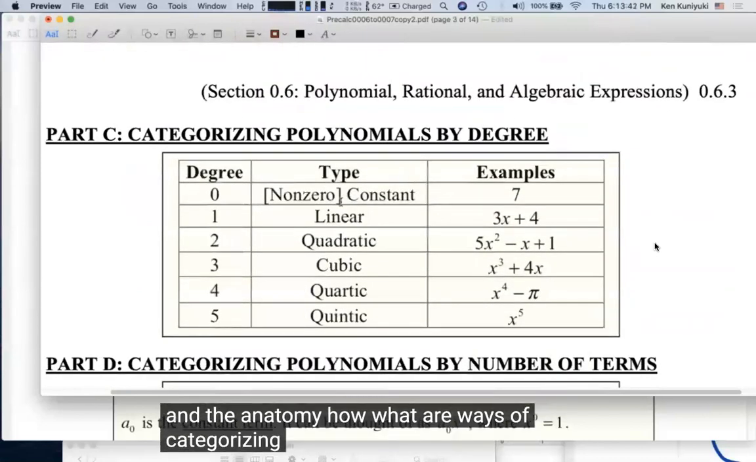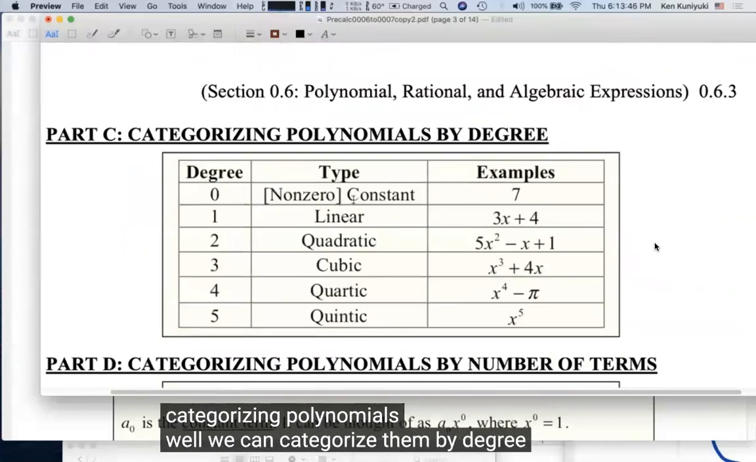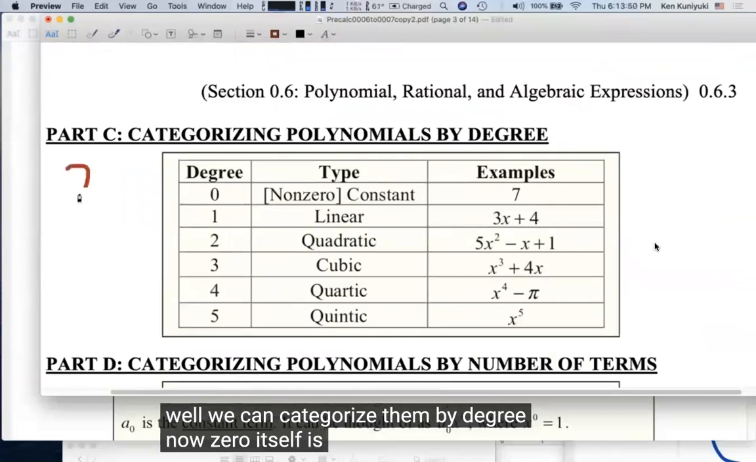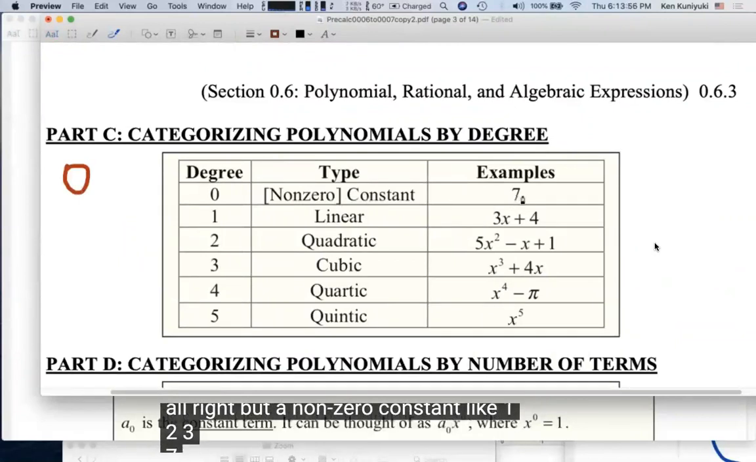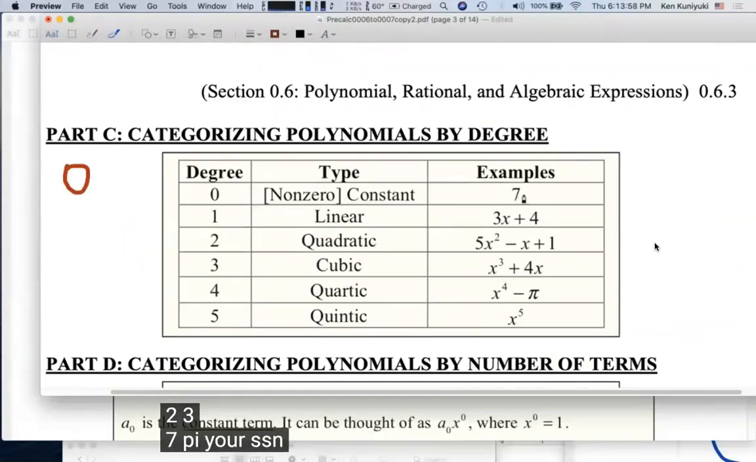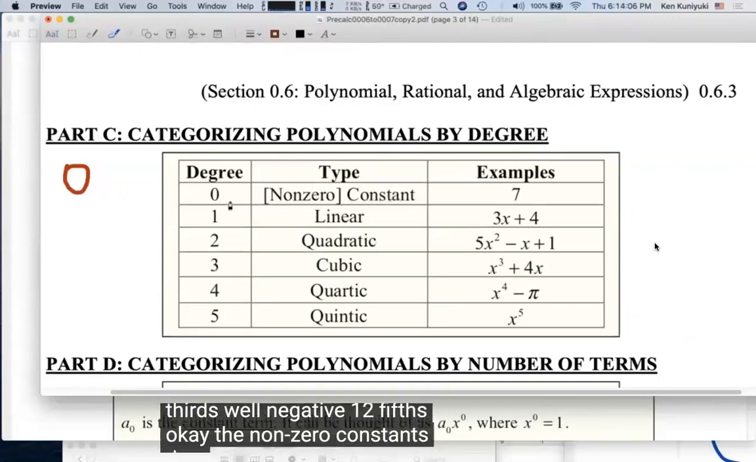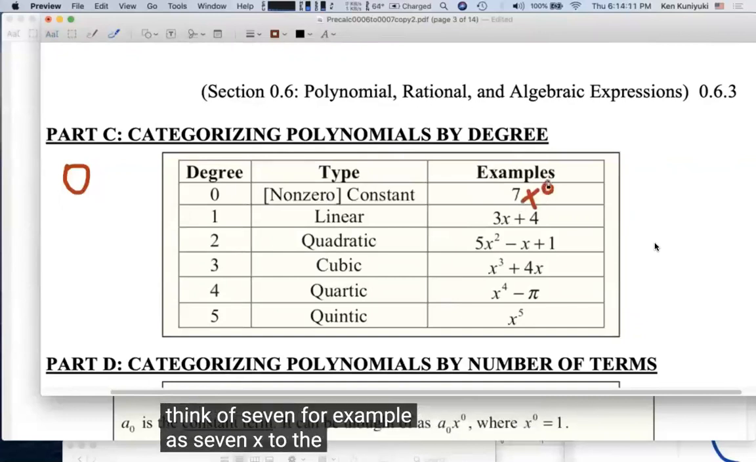What are ways of categorizing polynomials? Well, we can categorize them by degree. Now, 0 itself is a polynomial with no degree. He's too weird. But a non-zero constant like 1, 2, 3, 7, pi, your SSN, negative 12 fifths, okay? The non-zero constants have degree 0, because you can think of 7, for example, as 7x to the 0.